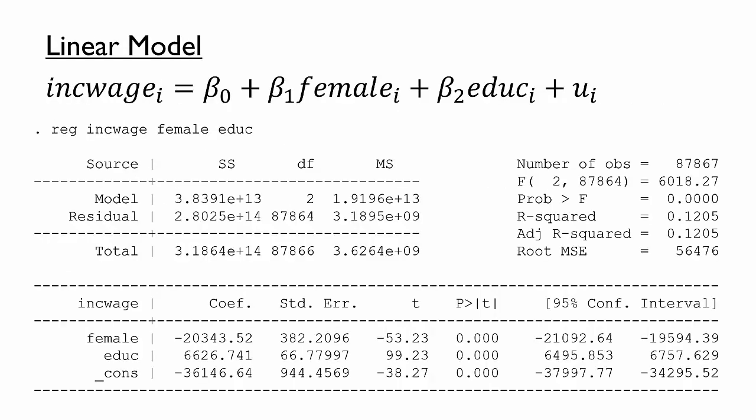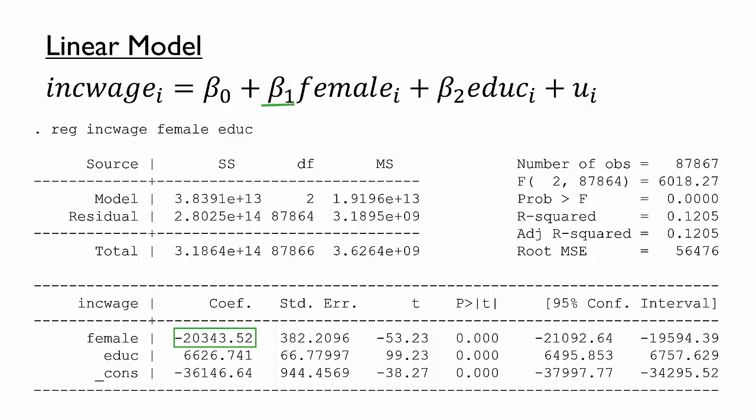Take a moment to interpret each of the coefficient estimates. The estimate of beta 1, the female coefficient, tells us that women earn on average more than $20,000 per year less than men with similar levels of education. This is a reminder of the gender pay gap explored in the video on dummy variables.